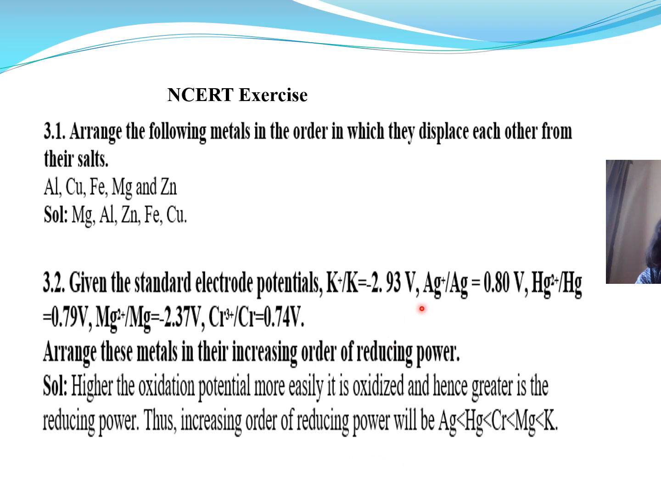So which will have the maximum reducing power? Potassium has the lowest reduction potential, which means it will have the highest oxidation potential. Then it will be magnesium, then chromium, then mercury, and then finally silver. So this is the increasing order of the reducing power.